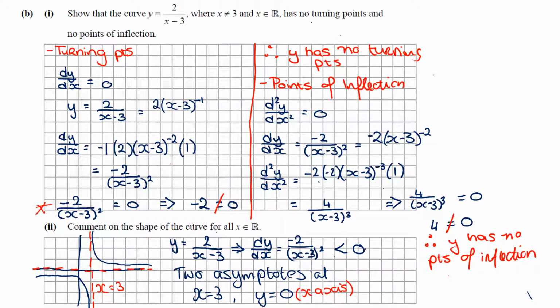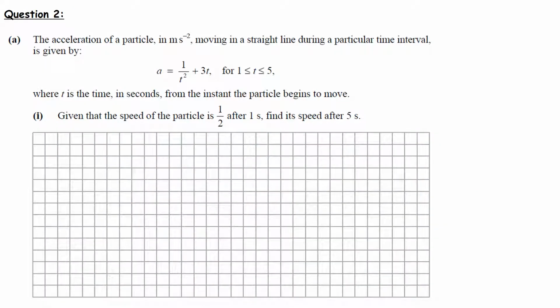What that means, so sorry, I'll just put this in a box because that's kind of like one piece. What this means for us is that the curve is decreasing for all values of x. And take a look at the graph.